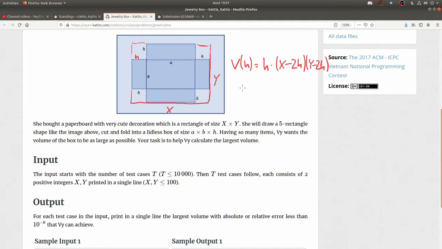And so this is just basic calculus, right? You would look at the derivative and you would set that to 0. And the derivative of this is a quadratic function, and you can easily solve for this.